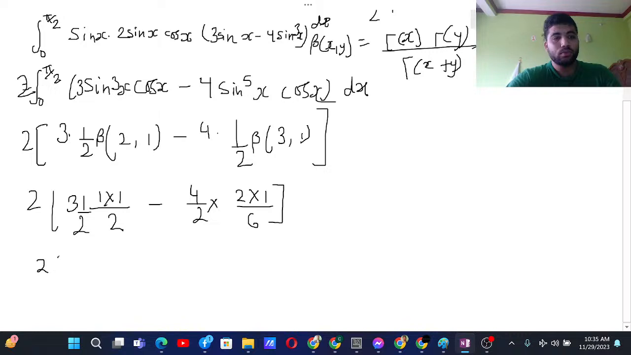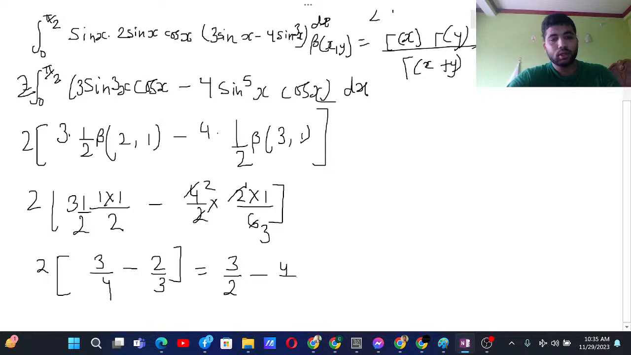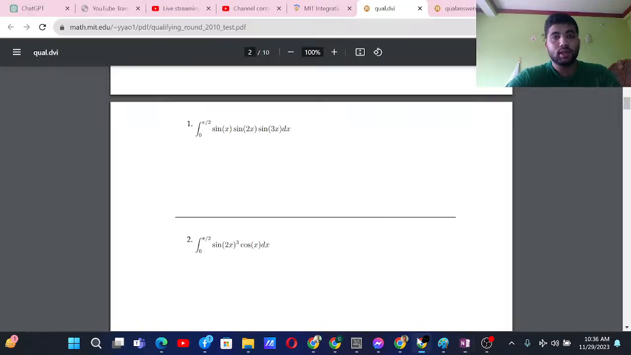Now we have 3 by 2 minus 2 by 3 times 2. I hope I'm doing it right. So after this we have 3 by 2 minus 4 by 3, which comes out to be 9 minus 8 over 6, that is 1 by 6, and that's the answer. We can check the answer too. 1 by 6. Let's go to the next integral.